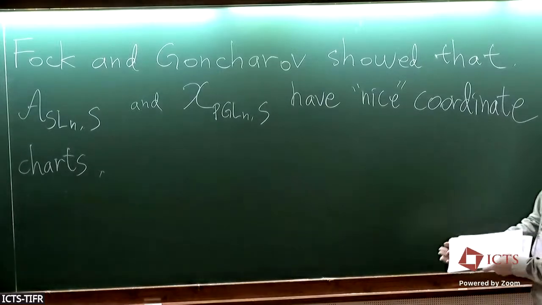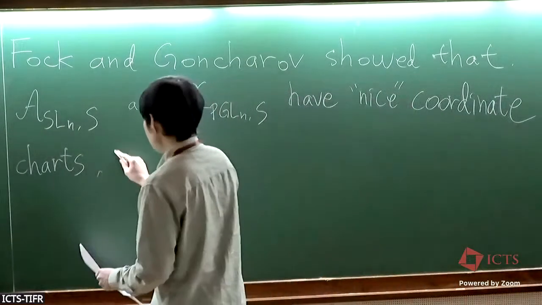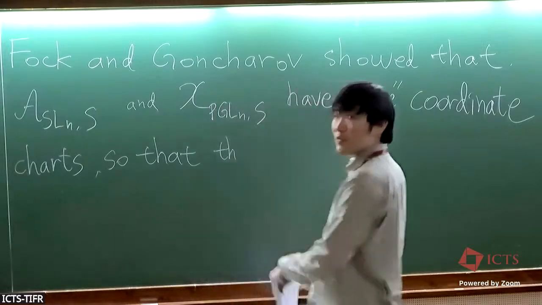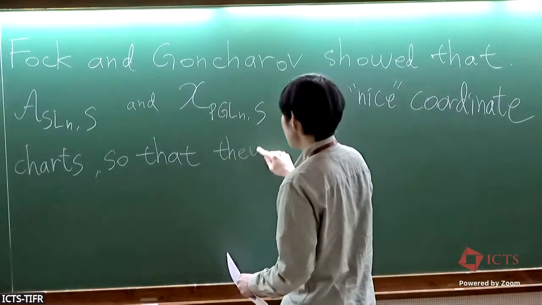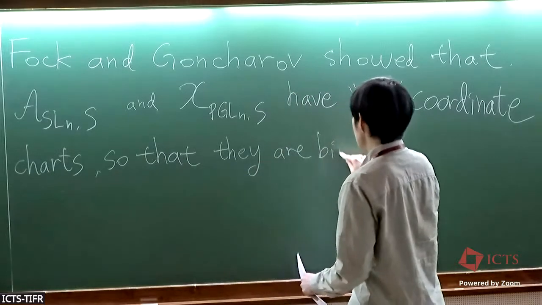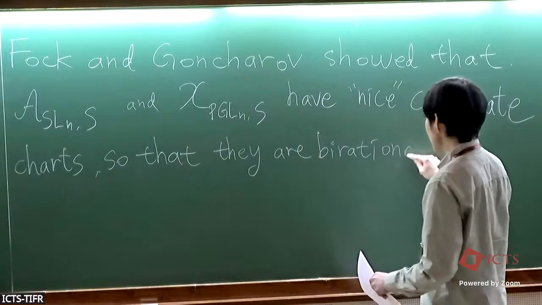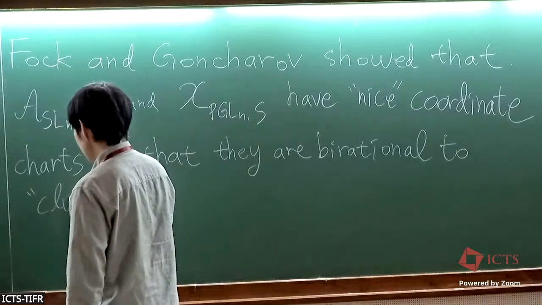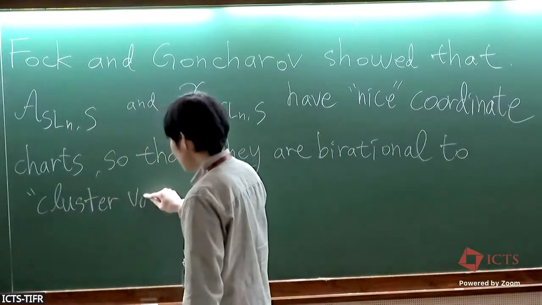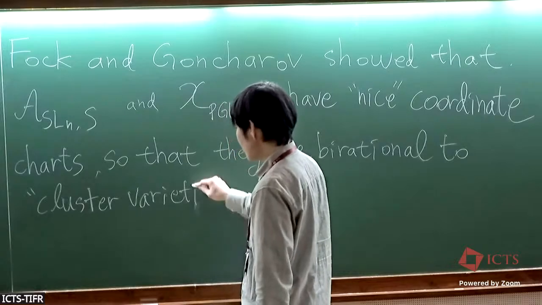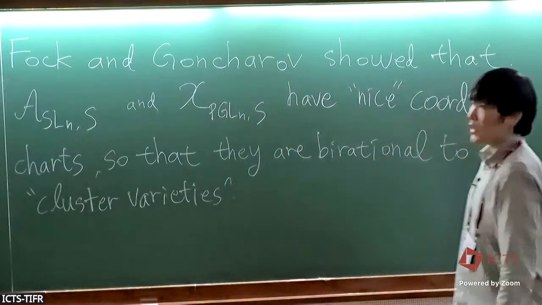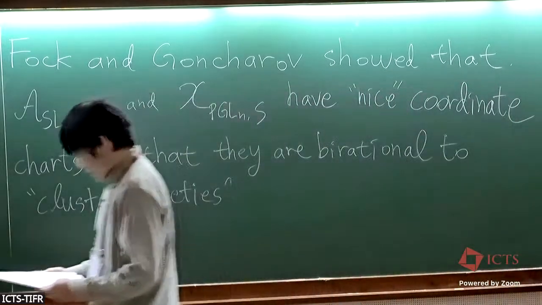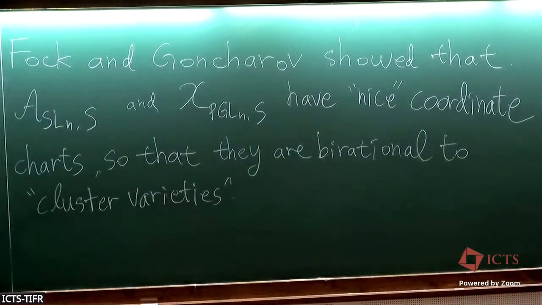But anyways, what I can say is that they form an example of a cluster variety, so that these spaces are not exactly, but almost birational to what is called a cluster variety. So I will be giving a definition of cluster varieties and then tell you some problems that arise from that theory in the case of A_SL_N and X_PGL_N.